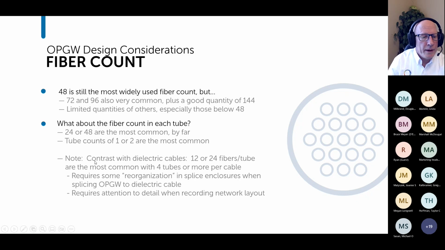And I want you to point out that you need to contrast this with what you see with dielectric cables, because in dielectric cables, 12 and 24 are still the most common. So you end up typically with 4 tubes or more in a cable. And so if you're splicing OPGW to a dielectric cable, and you often are at the substations, this requires some reorganization in the enclosure. And whoever's keeping track of what fibers are doing what also has to pay attention to that when you're recording the network layout.